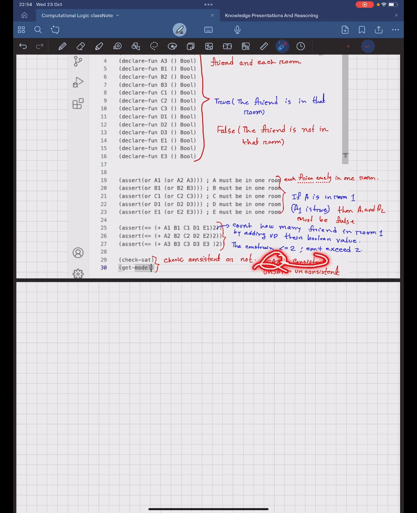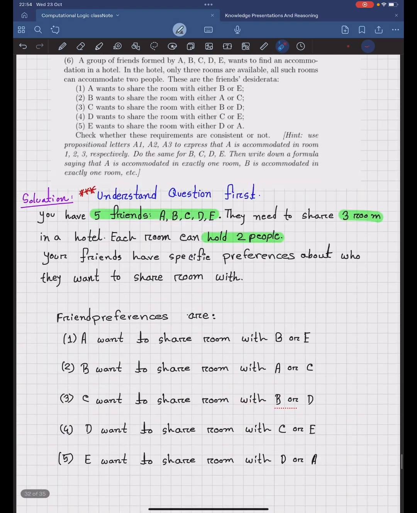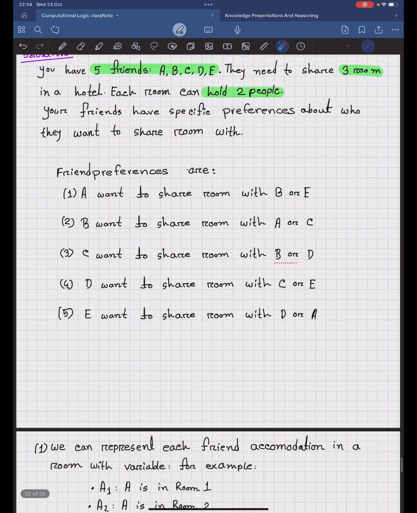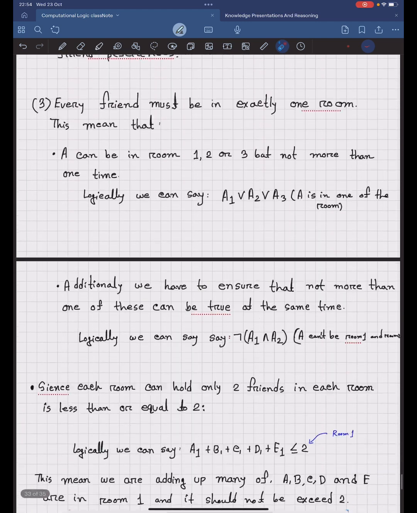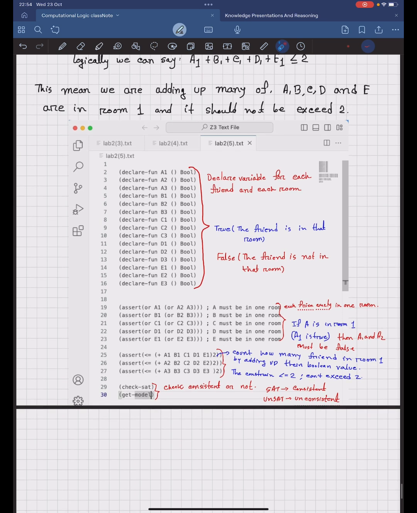If your result is unset, it would be inconsistent. I mean that if your result is set, it is consistent, and unset is inconsistent. It's like that. So our question was to check whether these requirements are consistent or not. So we have to find whether our statement is consistent or not. So let's dive into our code.